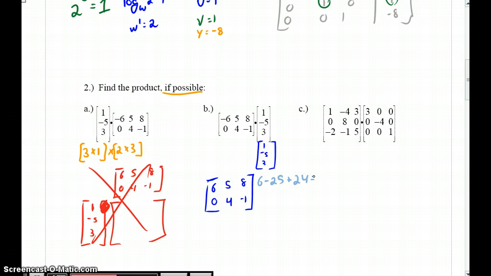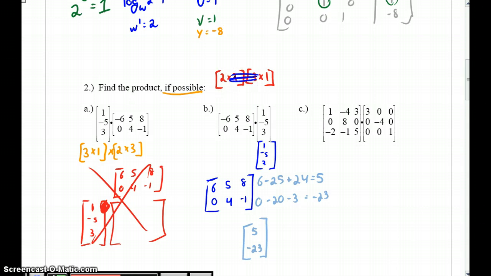Adding all these up, I end up with 5. 0 times 1 is 0. 4 times negative 5 is negative 20. Negative 1 times 3 is negative 3. This comes out to be negative 23. The final matrix I get is going to be a 2 by 1 matrix with the entries of 5 and negative 23. The last one, and by the way, again, you can see that with the dimensions. This is a 2 by 3 multiplied by a 3 by 1. The 3's sort of fuse together, and you end up with that 2 by 1.